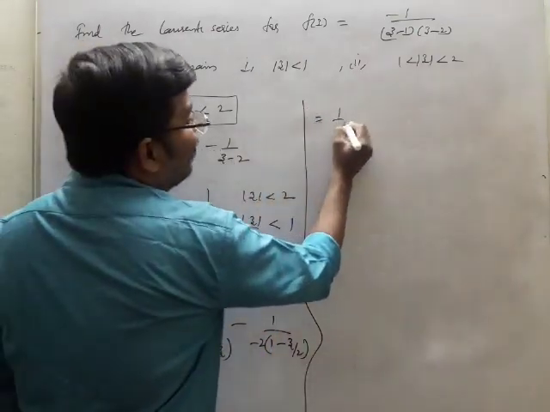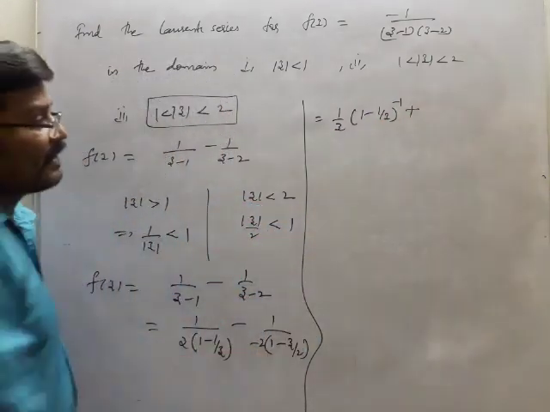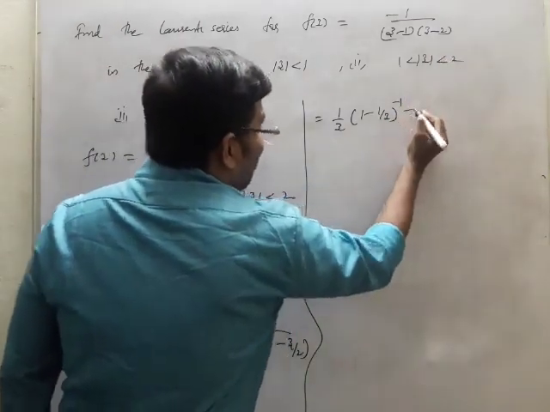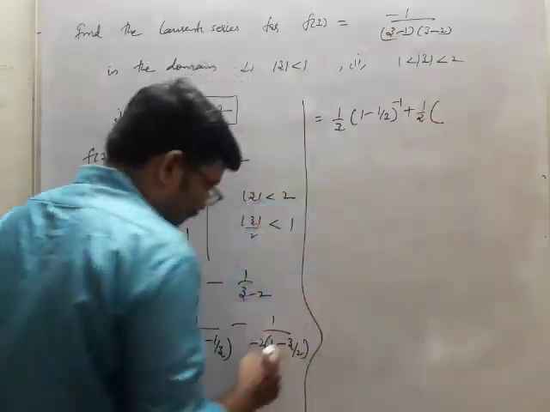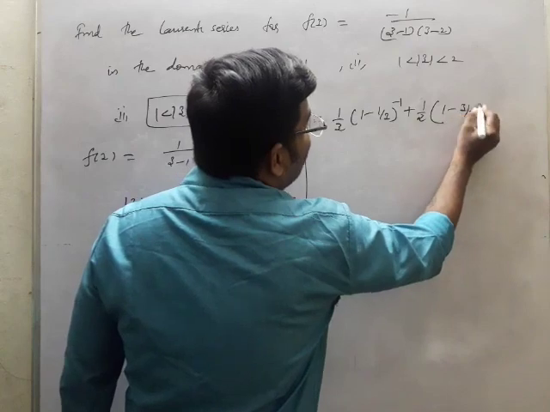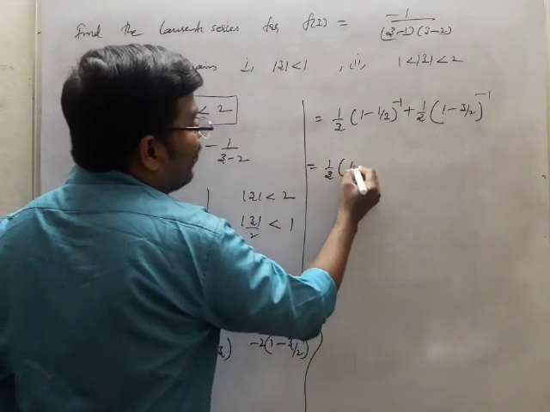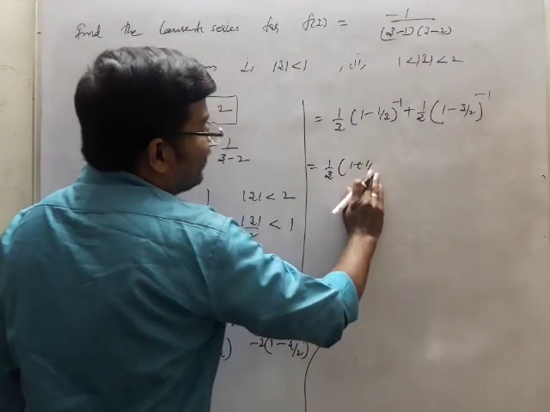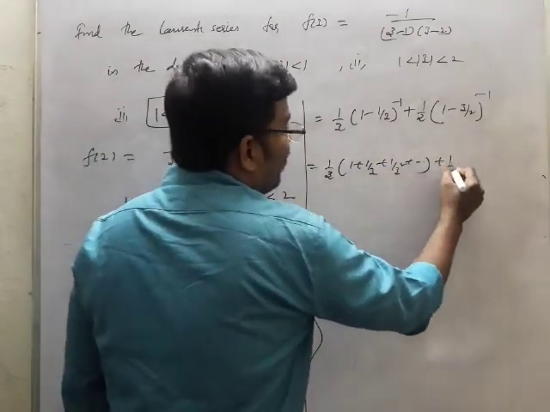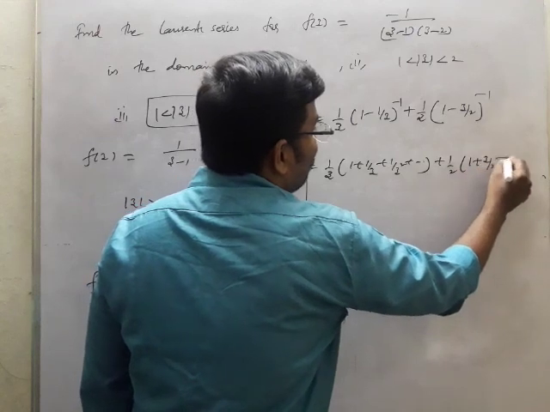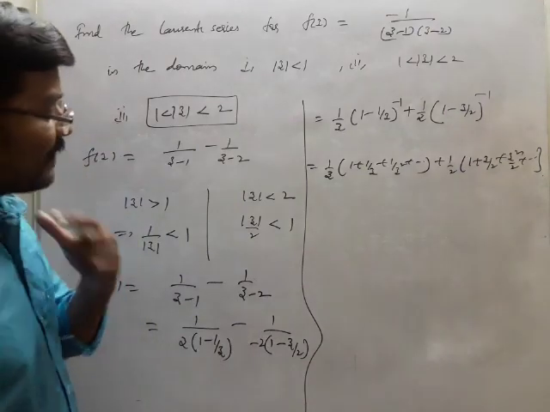Therefore you will be getting 1 by z into (1 minus 1 by z) whole power minus 1, plus, since this is minus, it becomes a plus here, 1 by 2 into (1 minus z by 2) whole power minus 1. Now this is 1 by z into (1 plus 1 by z plus 1 by z square plus and so on), and this is 1 by 2 into (1 plus z by 2 plus z square by 2 square plus and so on). So that we have expanded.